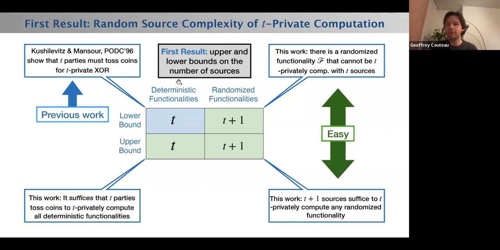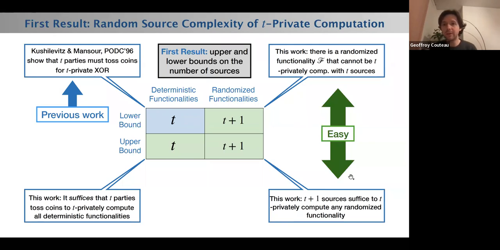So we start with two relatively easy results. We show that you can actually slightly strengthen the Kushilevitz and Mansour lower bound. For some randomized functionalities, you can show that you actually need T+1 parties with the ability to toss random coins. And furthermore, there is a matching upper bound showing that T+1 parties is sufficient to T privately compute any functionality.